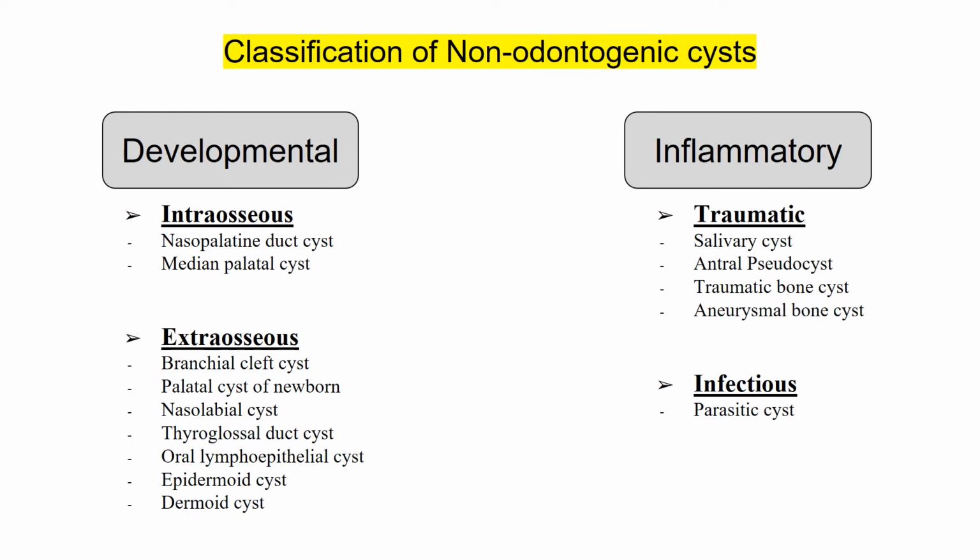Non-odontogenic cysts are classified into developmental and also inflammatory. Under developmental, they are intraosseous and extraosseous. Examples of intraosseous cysts are nasopalatine duct cyst and median palatal cyst. For extraosseous, there are branchial cleft cyst, palatal cyst of newborn, nasolabial cyst, thyroglossal duct cyst, oral lymphoepithelial cyst, epidermoid cyst, and also dermoid cyst. Under inflammatory, there is traumatic and also infectious. Under traumatic, there are salivary cyst, antral pseudocyst, traumatic bone cyst, and aneurysmal cyst. Under infectious, there is parasitic.